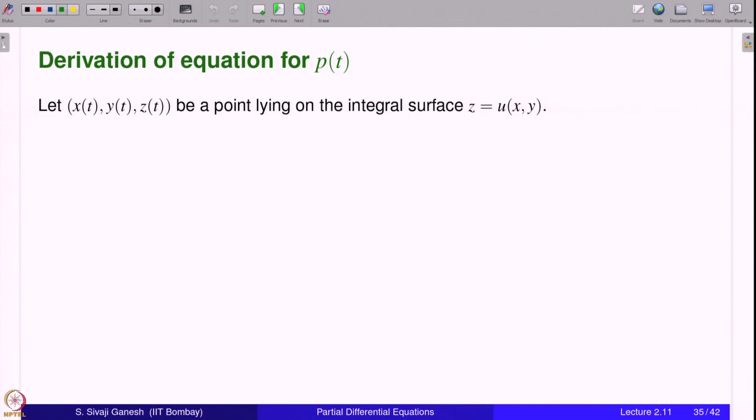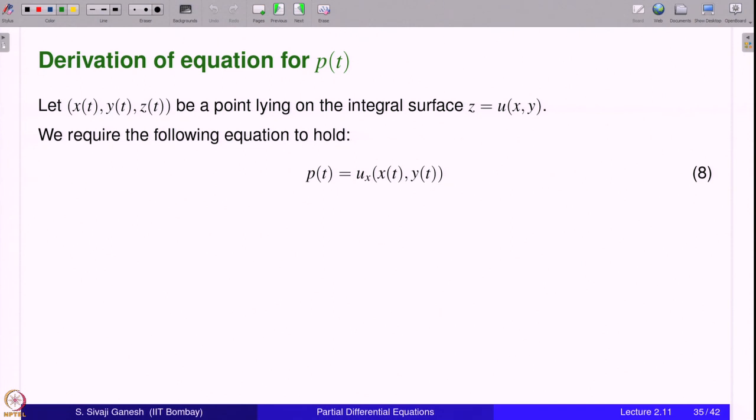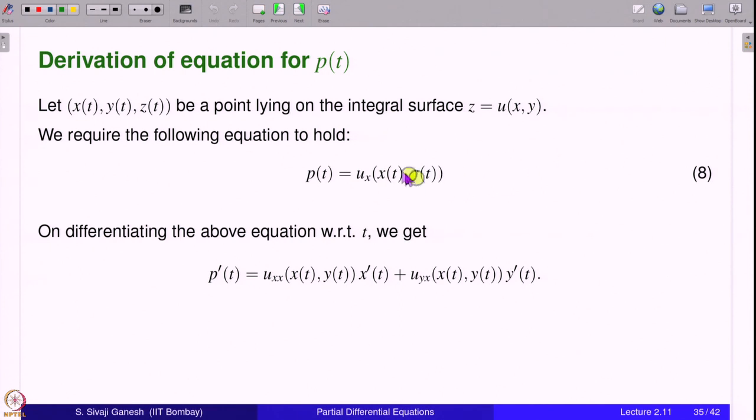And x(t), y(t), z(t) is a point lying on the integral surface z equal to u(x, y). We require the following thing to hold, namely p(t) is equal to ux(x(t), y(t)), we are demanding this. Because p(t), q(t), minus 1 should be such that f(x(t), y(t), z(t), p(t), q(t)) should be equal to 0. So, p is supposed to play the role of ux along the curve x(t), y(t). So, that is my p(t), we want this. On differentiating the above equation with respect to t and using the chain rule, we get p'(t) is equal to, t appears in both the variables, so differentiate with respect to x: uxx at the point x(t), y(t) into the derivative of x with respect to t, that is x'(t), and differentiate with respect to y: uyx at the point x(t), y(t) into the derivative of y(t), which is y'(t).